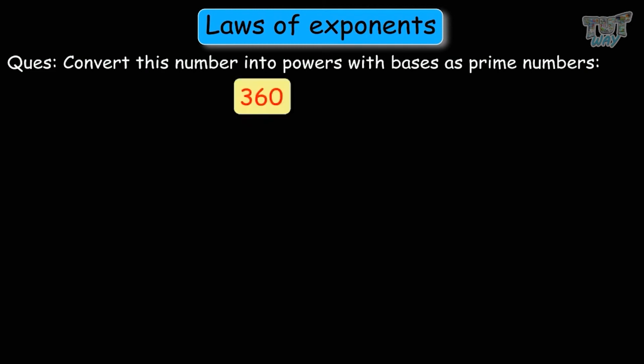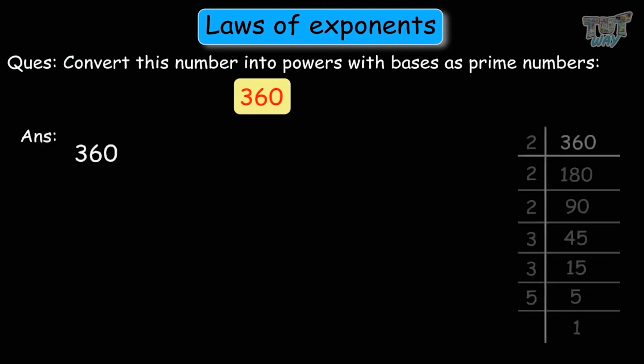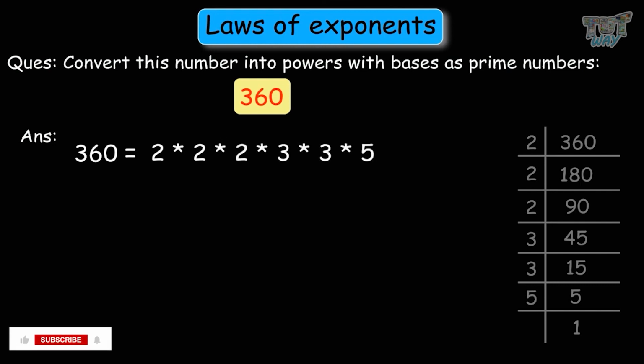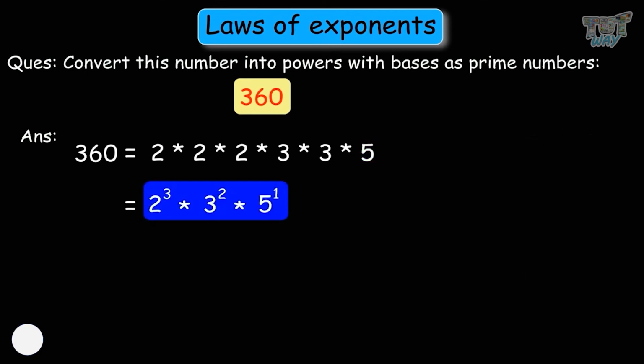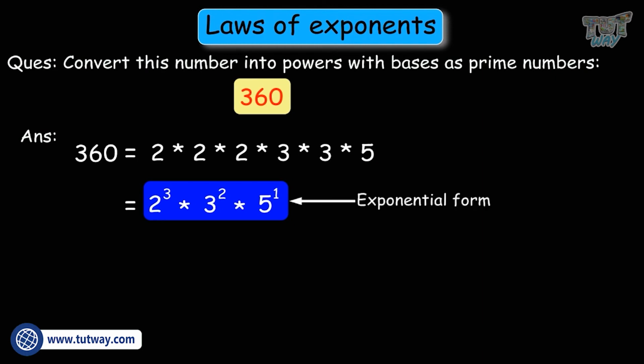Next number, 360. We have to represent 360 in exponential form with bases being prime numbers. So let's first do prime factorization of 360. We will get 2 times 2 times 2 times 3 times 3 times 5. So we have 2 multiplied by itself 3 times. This will become 2 to the power of 3. The next 3 times 3 is 3 to the power of 2. And finally, we multiply by 5. And we can write it as 5 to the power of 1. This is the prime factorization of 360. And this is the exponential form of 360 with bases that are prime numbers.